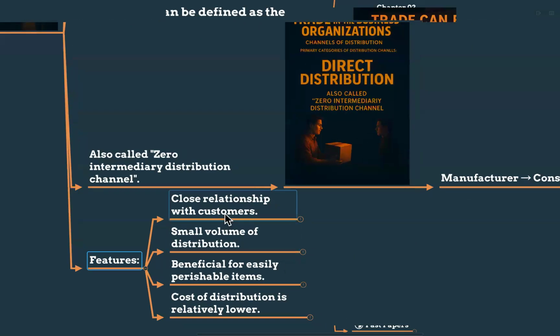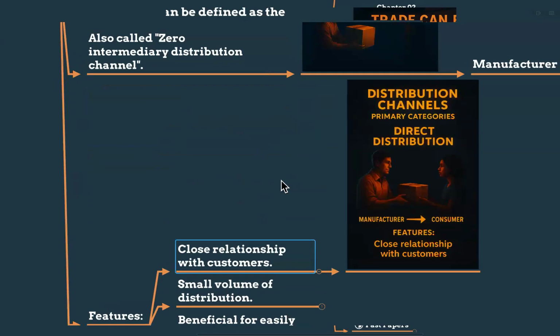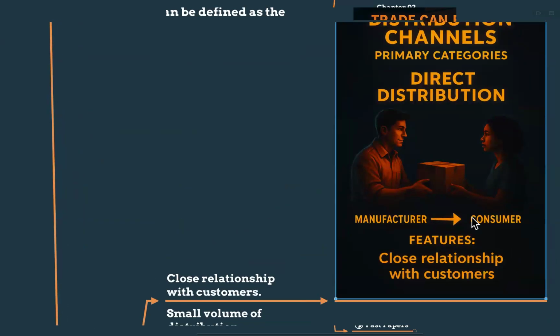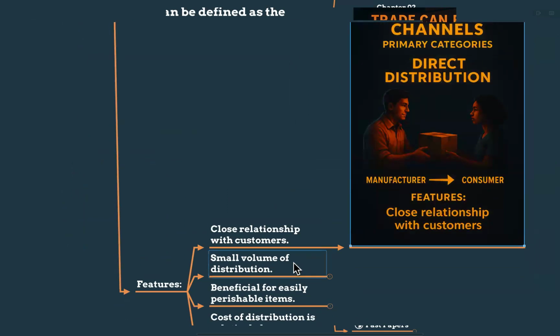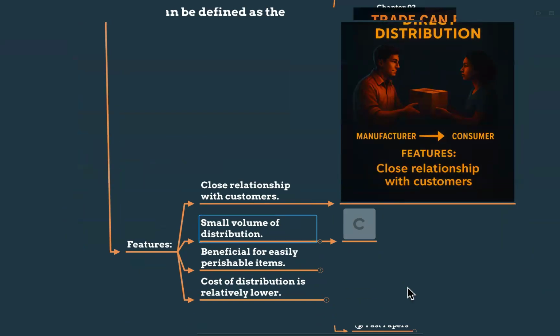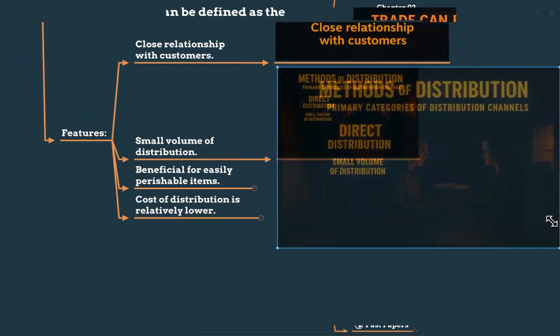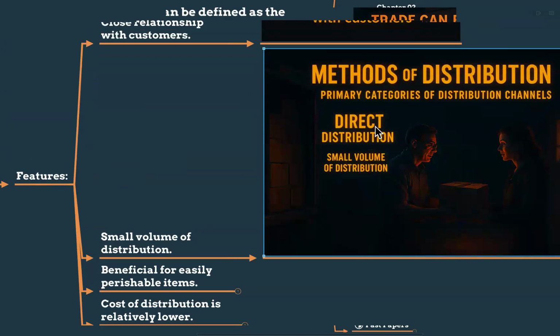And let's talk about the features of this direct distribution. The first feature is there is a close relationship with customers or consumers because you are going face to face. So the seller and buyer meet face to face, right? And you know, small volume of distribution. Normally, as you meet face to face, you can't carry many products, right? So always it's going to be a very small volume of distribution because you can't reach many customers.